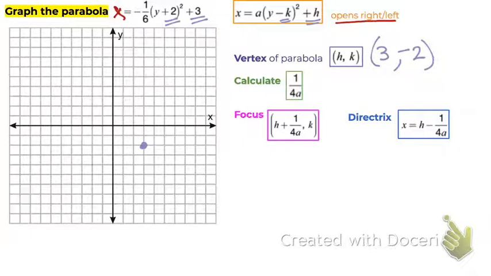I'm going to first calculate what 1 over 4a is, because you notice that is a part of both the focus and the directrix formula, and sometimes this part can be a little bit cumbersome. So we don't have to do it twice, we'll just do it right up here in green. So in this case, 1 over 4a, a is what is in front of the parentheses, which is negative 1/6. Now you could put this into a calculator and see what it is. I'm going to show you how to do it by hand.